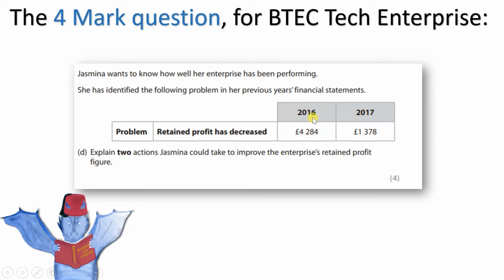In 2016, she had £4,284, and in 2017, a year later, she had £1,378. The question for you: explain 2 actions Jasmina could take to improve the enterprise's retained profit figure. 4-mark question.